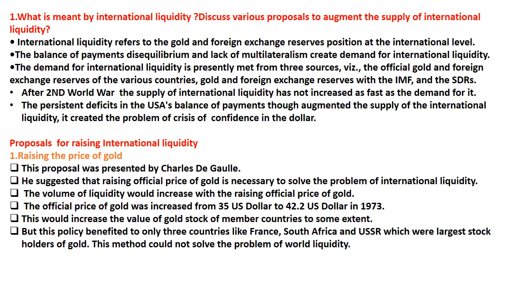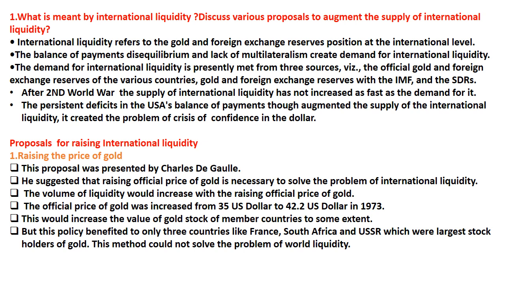The international liquidity demand is currently met through 3 sources. First is the official gold and foreign reserves of various countries, then the gold and foreign reserves of IMF, and SDR, that is special drawing rights. It was introduced after the Second World War, and it is one of the most effective ways through which the international liquidity supply is maintained.